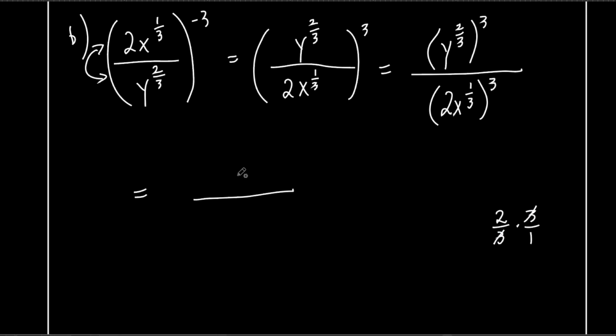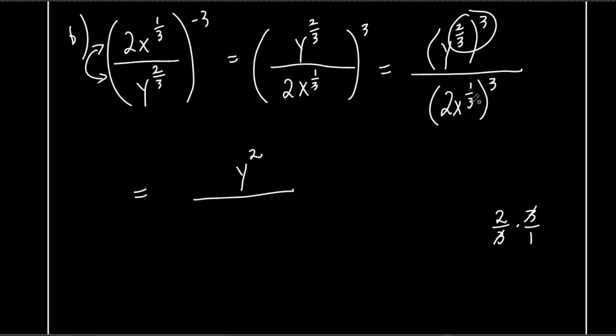So what's this going to be on the top? Y what? Squared. Right? It's that rule. A power to another power. And you multiply the powers, you multiply the exponents together to get your new exponent. I did the multiplication right here. It's 2/3 times 3 over 1. 3's cancel. It's 2y squared.